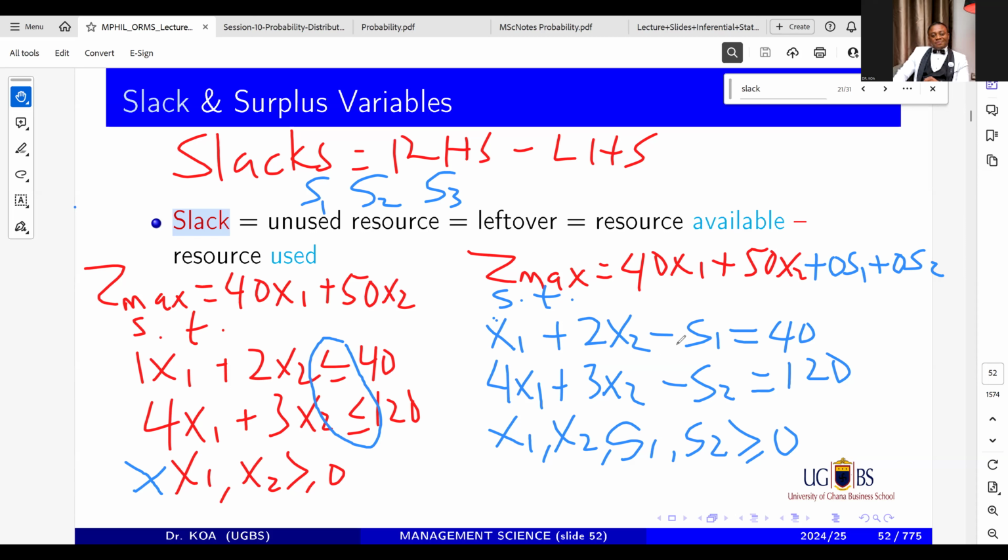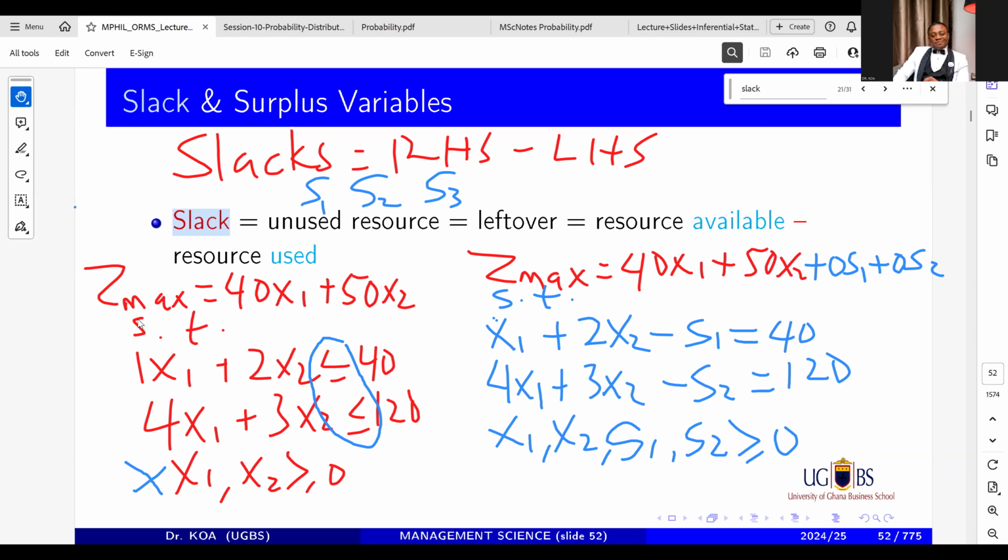So it is a matter of if this value of the S1 is minus, when you move it to the right-hand side, it's plus, and then you bring this one to the left-hand side. If there is no slack, S1 is going to be 0. Because if there is no slack, it means that all the available resources have been fully utilized, and therefore there is no slack. This is how you convert the linear programming from the non-standard form to the standard form.